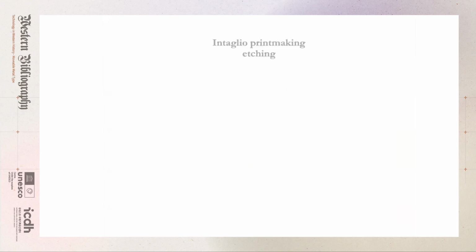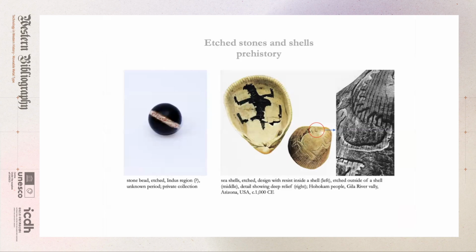The second main manner of intaglio printmaking is by means of etching, using chemicals to corrode the metal printing plate. The chemical treatment of stones and shells is found from prehistory. The example in the middle shows the basics of etching.